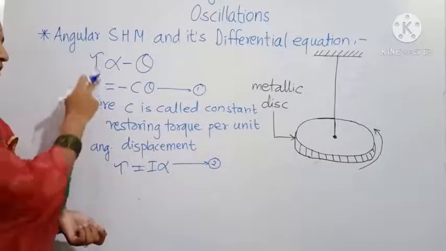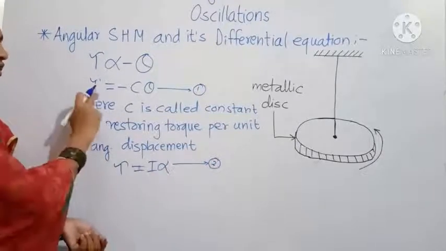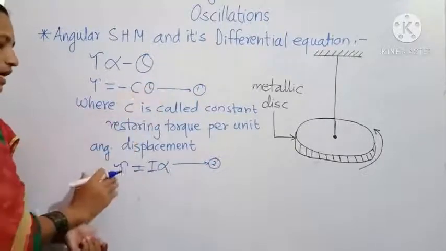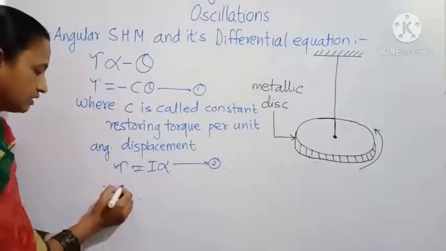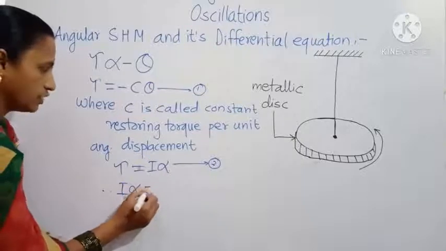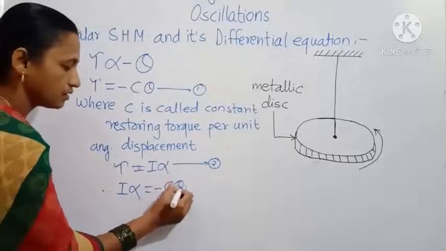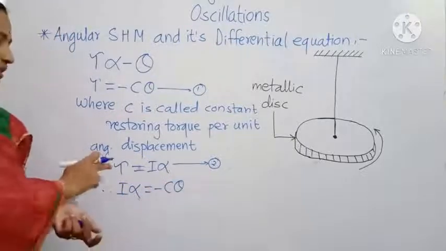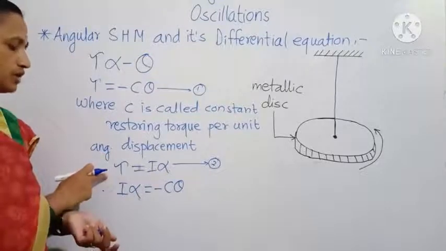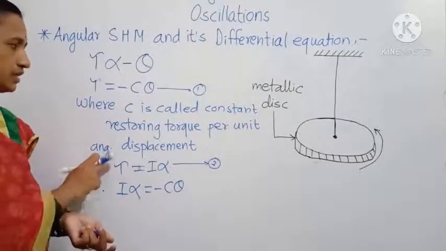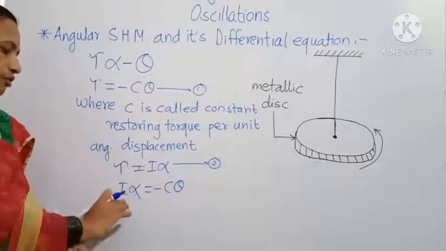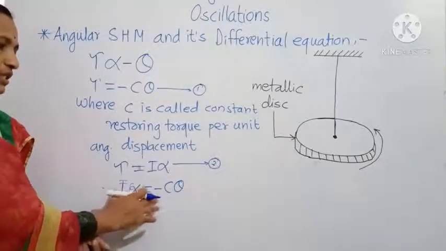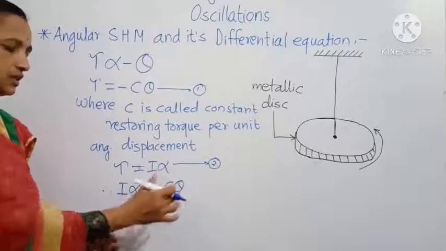If we compare these two equations, that is tau is equal to minus c theta and tau is equal to I alpha, we see that the left side tau is the same term, therefore the right-hand side is also equal. Therefore we write I alpha is equal to minus c theta.